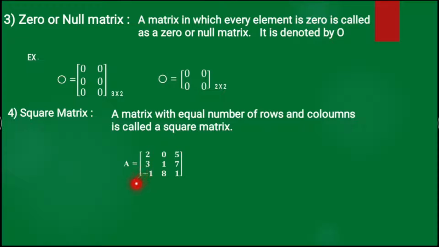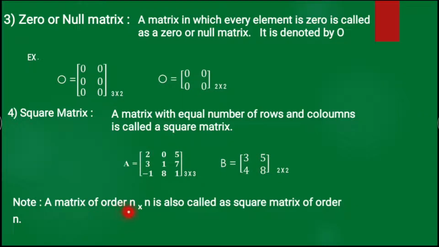So see here we consider an example. Here this matrix is of order 3 by 3. So here number of rows equals 3 and number of columns equals 3. So the number of rows equals the number of columns. Now see second example. Here we consider a matrix B of order 2 by 2. So these are the examples of square matrix.